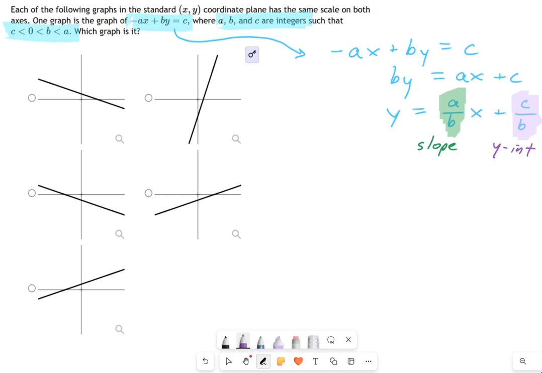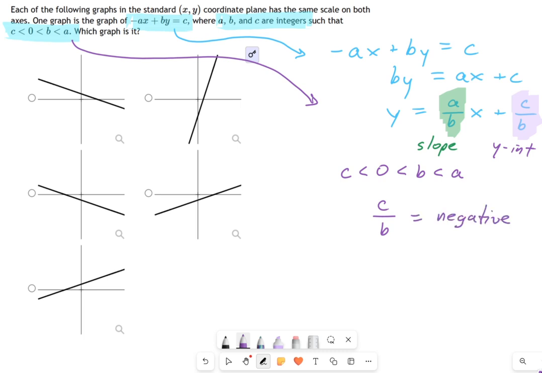And now we're going to pull in this other piece of information over here, where I know that c is less than 0, is less than b, is less than a. So what's that mean? That means, for one thing, c divided by b is a negative, because c has to be less than 0 and b has to be greater than 0. So that means you have a negative y-intercept.